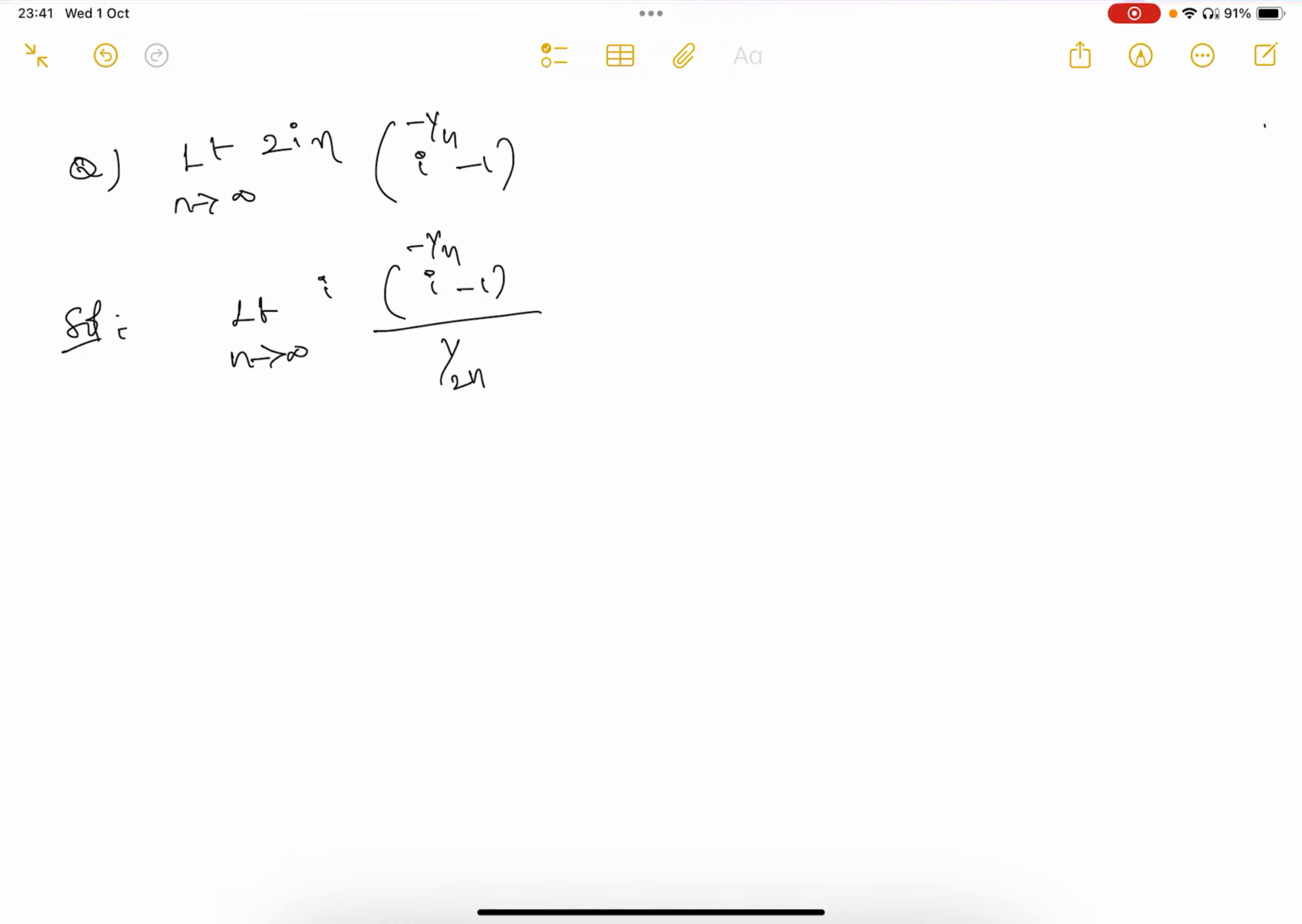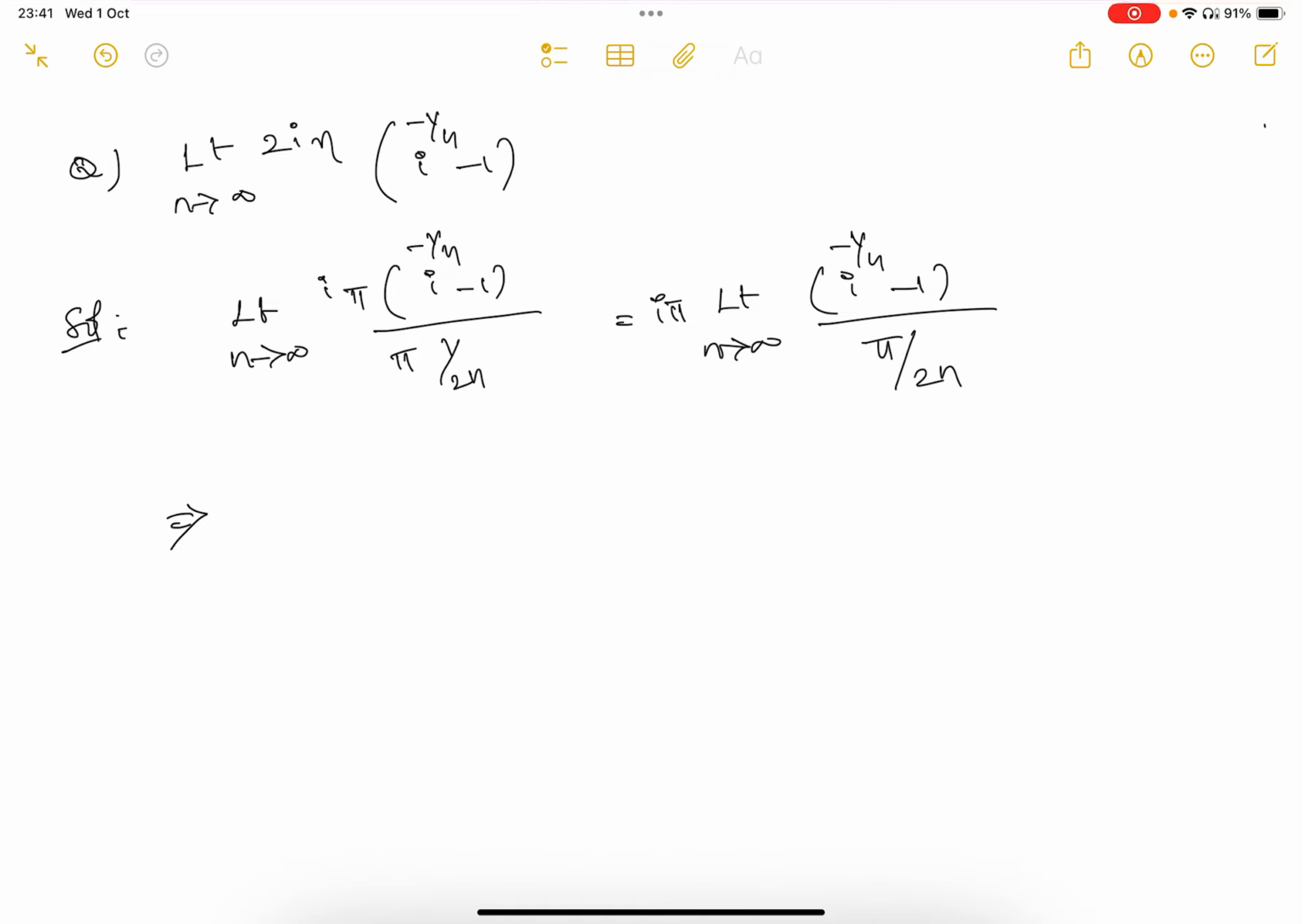Let's do one thing here. Let's multiply and divide with pi. Then this will be i pi. You can keep it out of the limit. Limit n tends to infinity of (i^(-1/n) - 1) / (pi/2n). You will come to know why we have multiplied and divided with pi, which makes the calculation simpler.